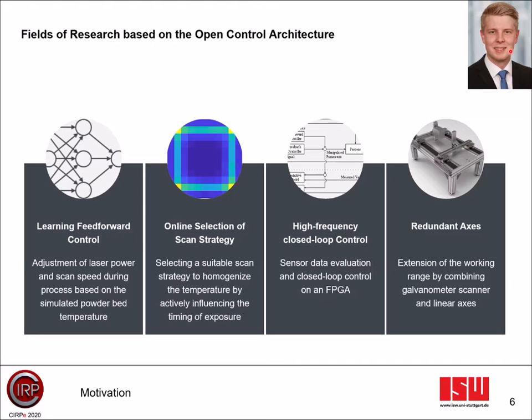The developed control architecture now offers us a wide range of different possibilities. We can, for example, adjust process parameters such as the laser power and scan speed during runtime, as done in our learning feedforward control. Furthermore, we can select the area to be exposed during the process. But also high-frequency, closed-loop controls running on the FPGA are thinkable. We also use the control to combine the galvanometer scanner with conventional axes to increase the possible scan area. In the following, I would like to introduce the learning feedforward control approach.